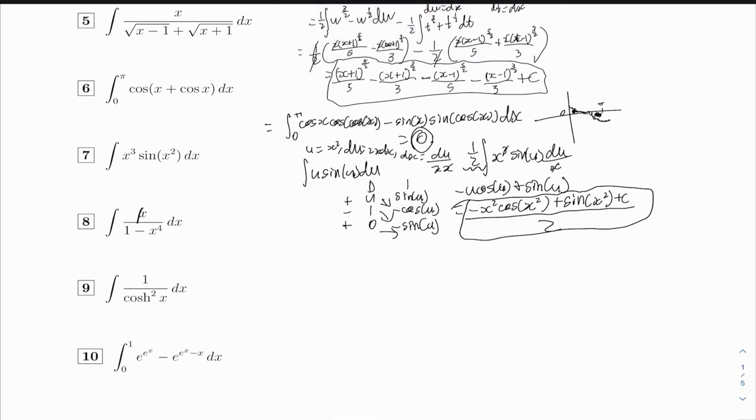But yeah, so now let's look at question 8. Well, we know that x to the power 4 is the same as x squared, squared, and so let's just bring this here.